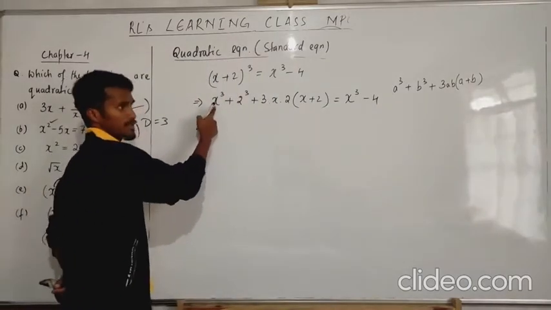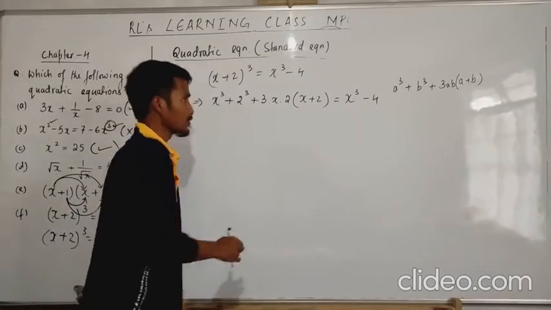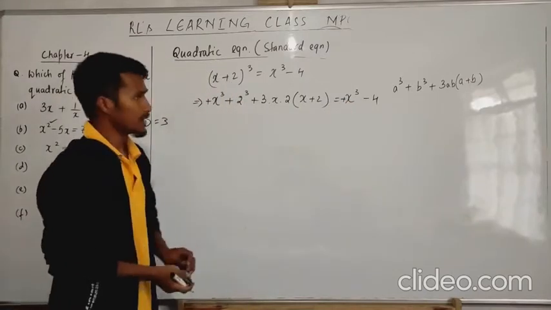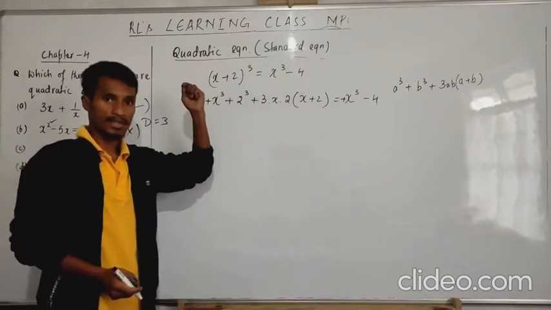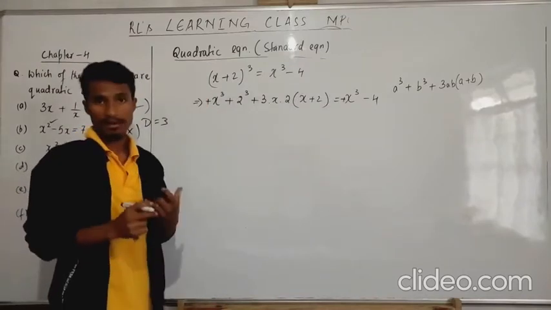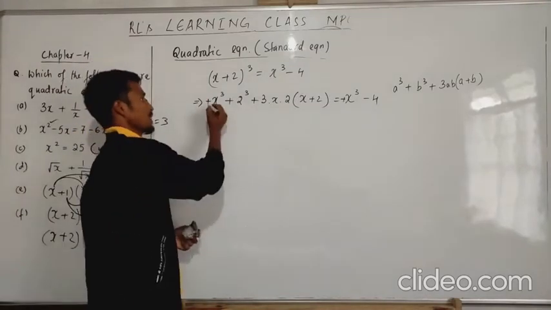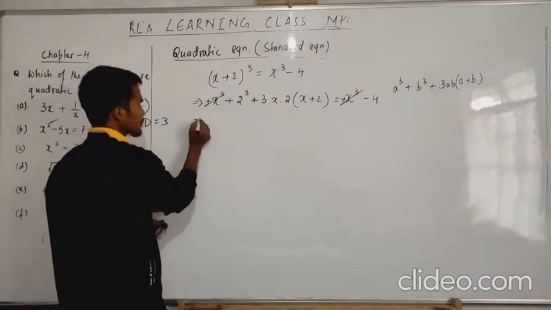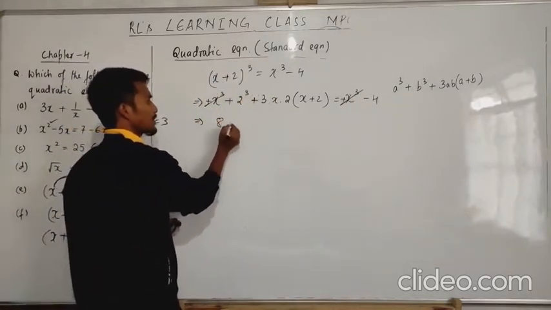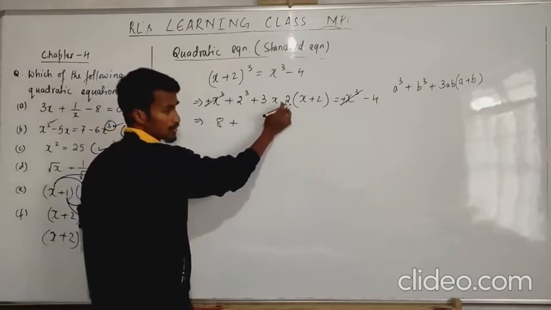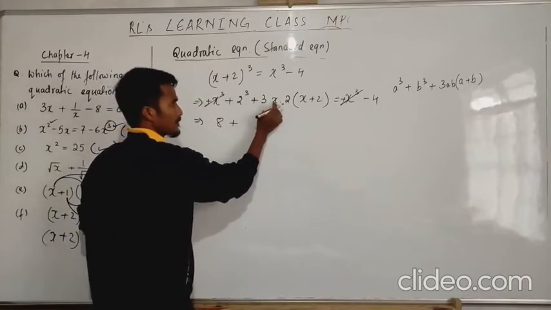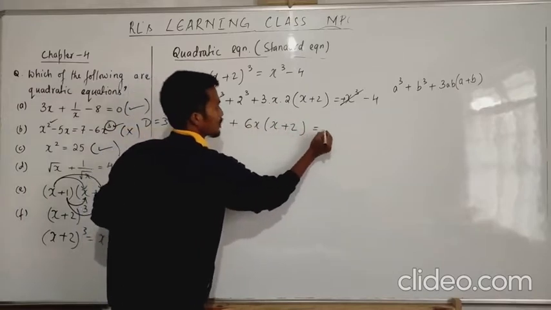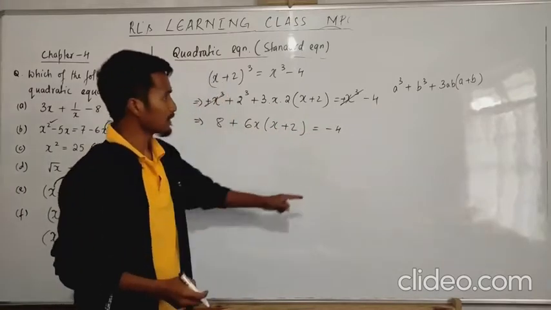Okay, here also x cube and here also x cube. This is positive and this also positive. Now this plus, if I take this side, will change to minus. Then x cube and x cube get cancelled. Now what is left? 2 to the power 3 will be 8. Then plus 3 into 2, 6. Then we got 6x, then x plus 2 equal to minus 4.